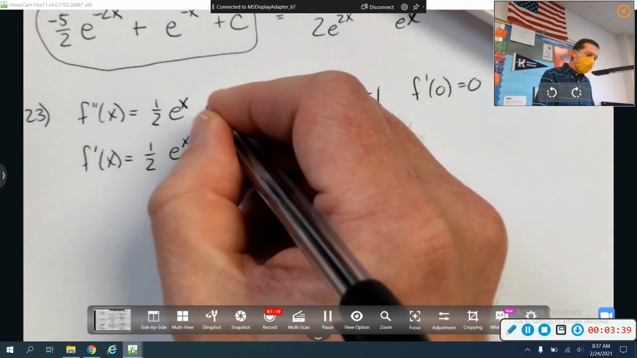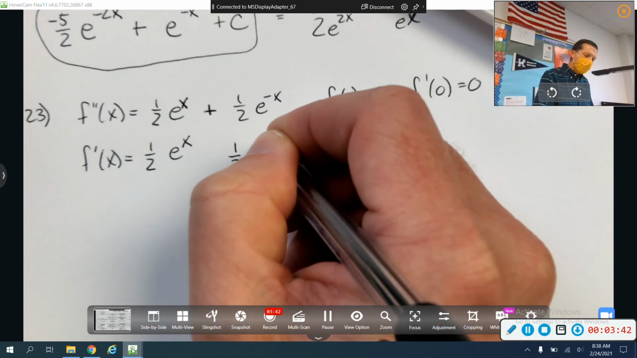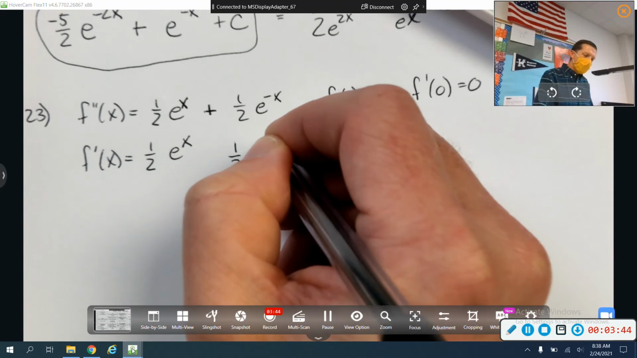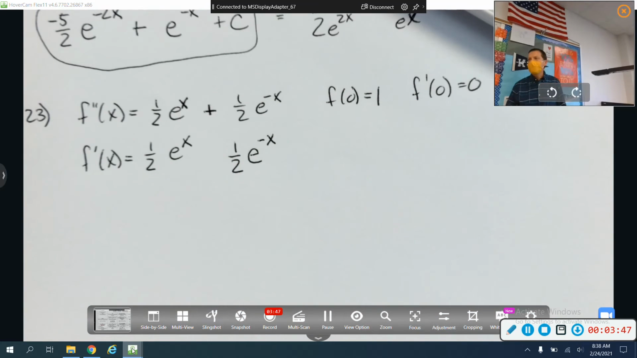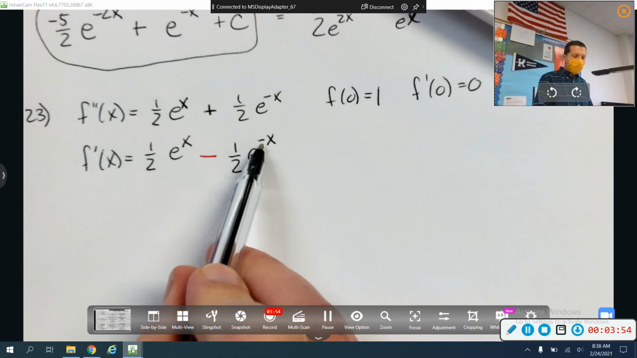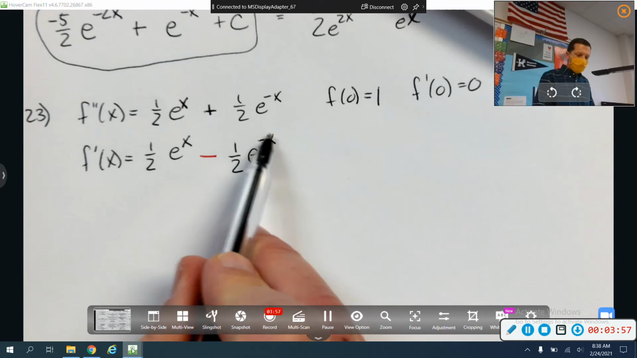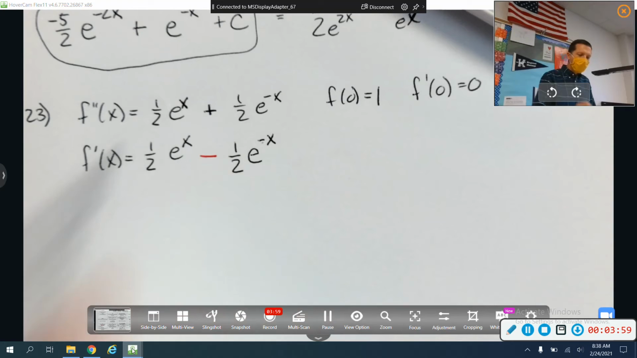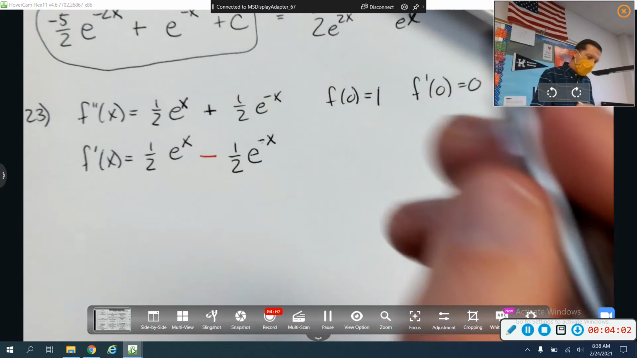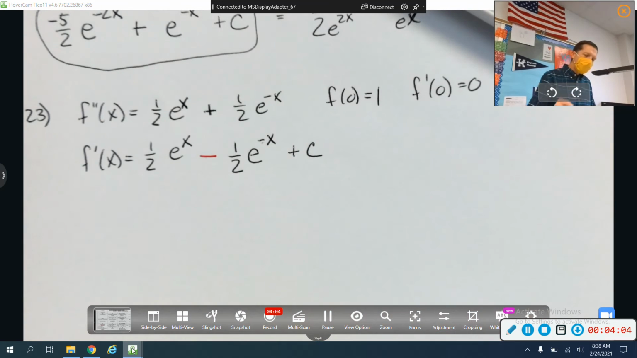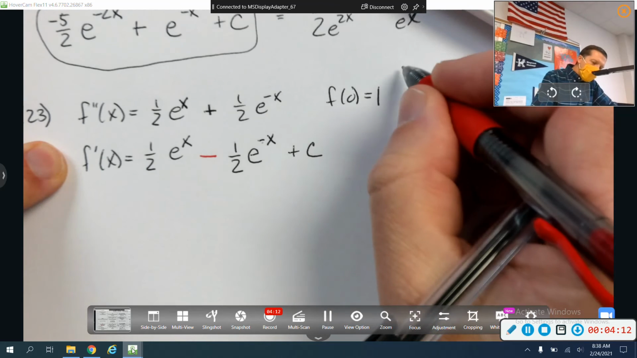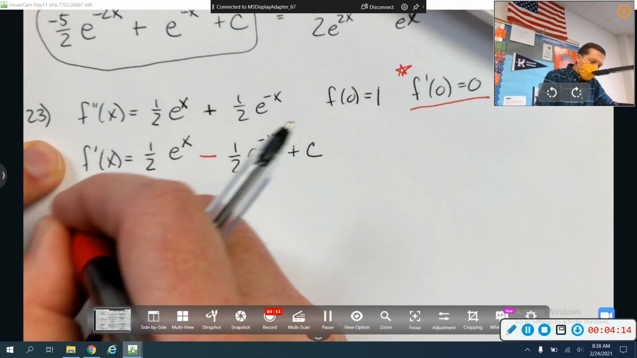How about the antiderivative of e to the negative x? I know it's going to be e to the negative x because that part doesn't change. But it needs to be a minus sign so that when we use the chain rule, the negative off of the chain rule at the top and this negative would combine to be positive. And then plus c. And this is f prime, so I need to use this piece of information.